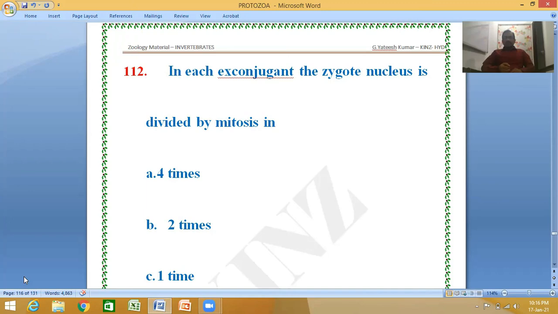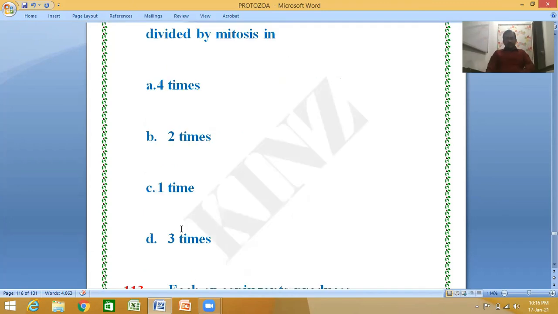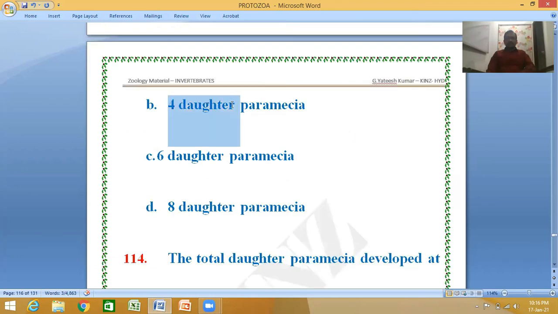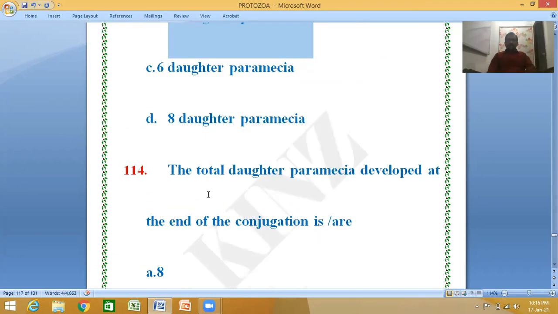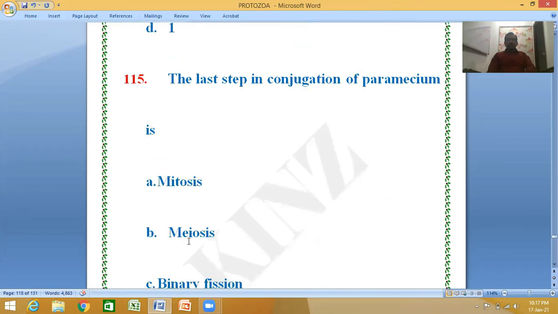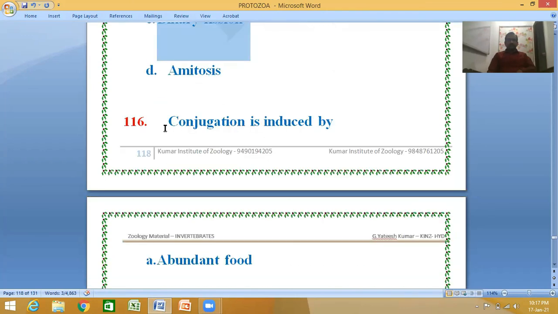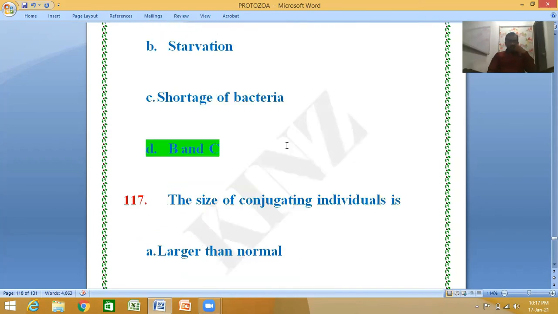In each conjugant, the zygote nucleus divides by mitosis three times. Each conjugant produces 4 daughter paramecia. Total daughter paramecia developed at the end of conjugation are 8. The last step in conjugation of Paramecium is A and C. The best answer is binary fission. Conjugation is induced by B and C.